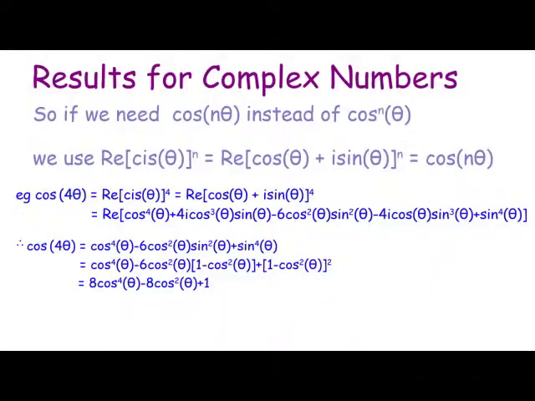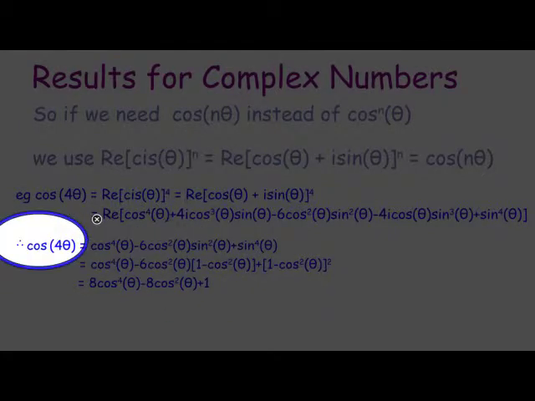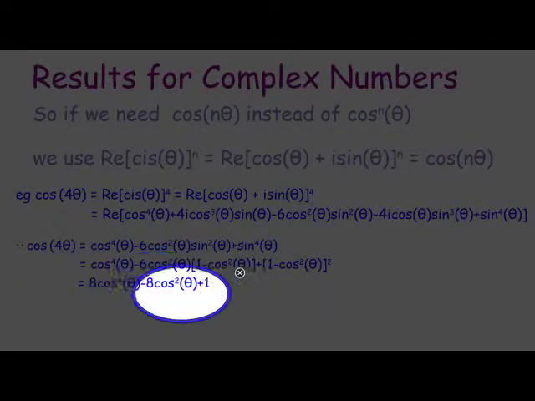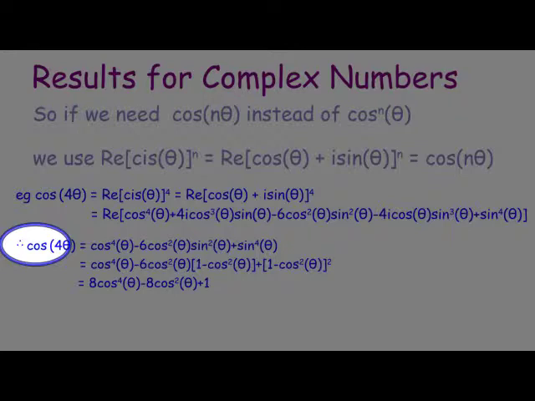Let's have a quick look. Cos 4 theta. You can see here, I'll try and expand this. Our little circle doesn't want to expand. Alright, so you can just see it's cos to the power 4 theta minus 6 cos squared sine squared, and 4 sine to the power 4.